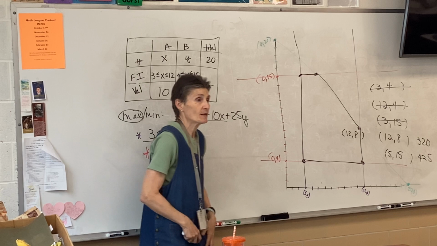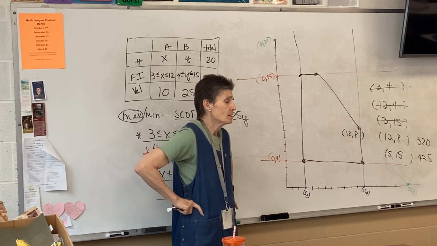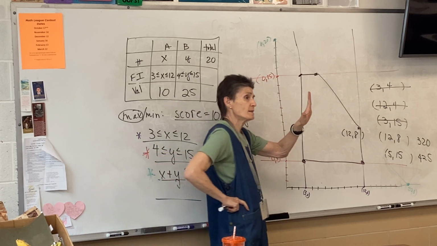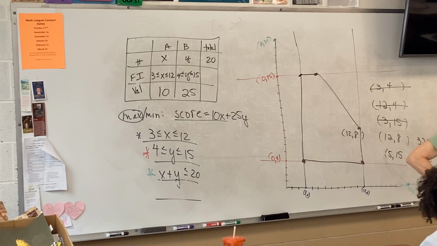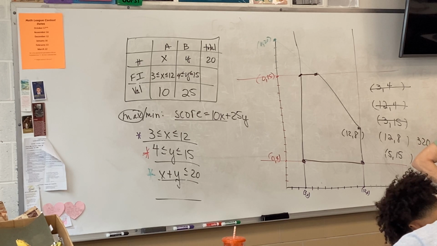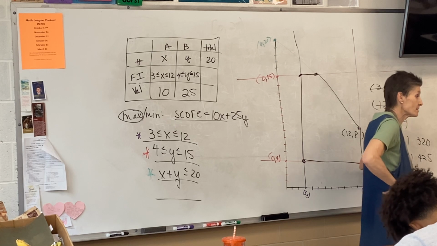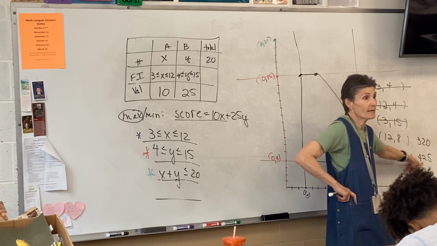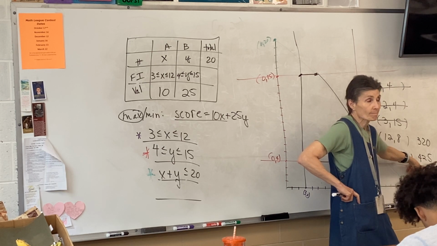So you're not done until you answer the question. And we answer the question by writing one sentence. Starts with a capital letter, subject and verb. We should take, or I should take, he should take. Aiden should take 5 question A's and 15 question B's, so he can score 425. Got it?